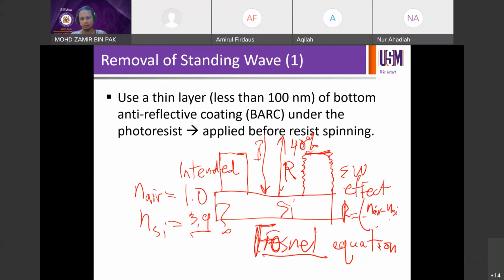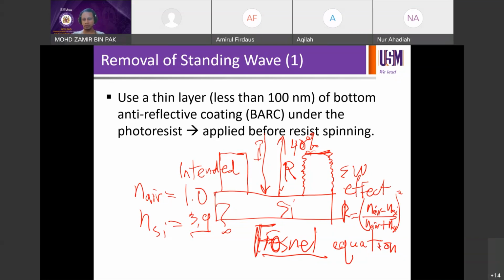Between silicon and air, it's silicon minus over plus, squared. Then you're going to get about 35 to 40% of reflection. So this reflection causes problems to the resist because it results in the formation of standing wave on the vertical ridges. Okay, so that is the standing wave.